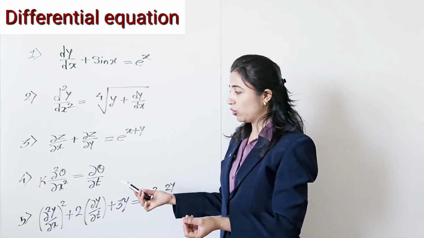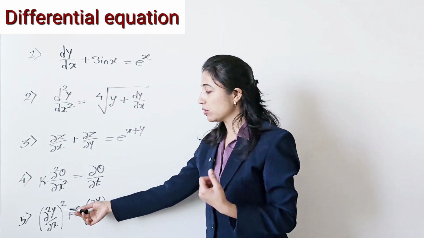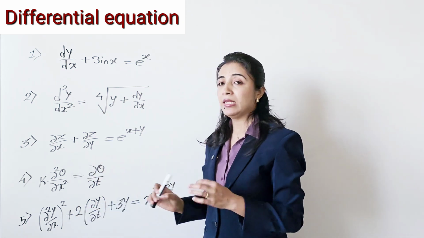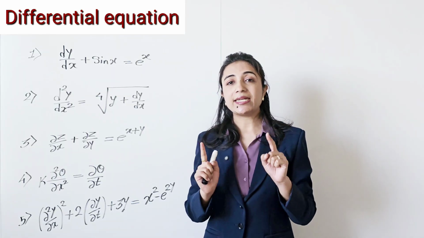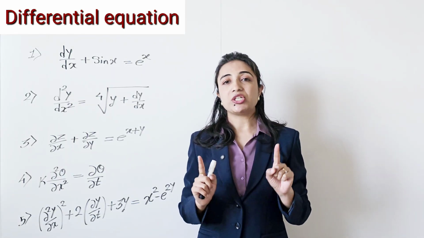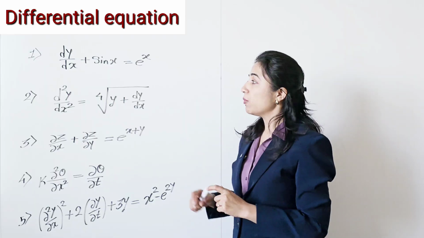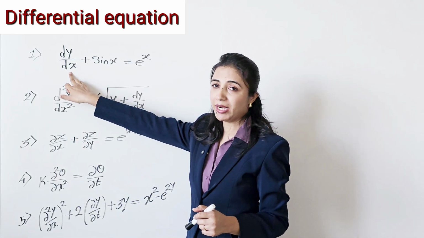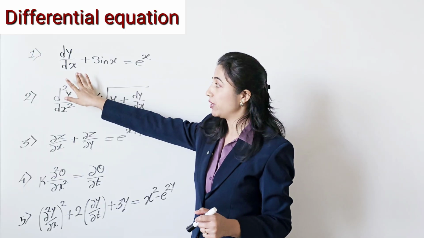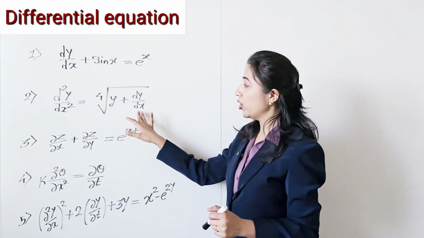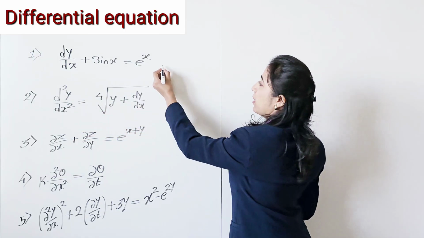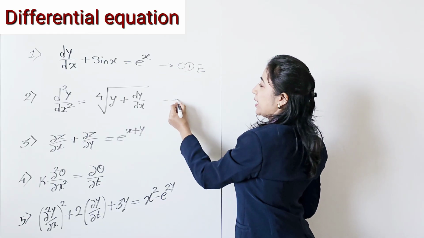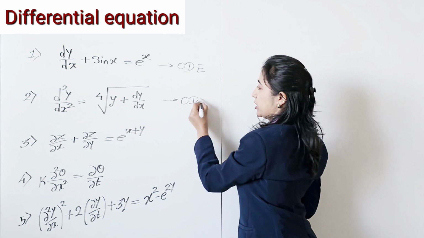Might be it contains a derivative 2 times, 3 times, or there is a power, or it contains the derivative with a different variable. Still, if any equation contains a derivative term, it is called a differential equation. Now if you observe this equation, here I have written dy by dx. This is our ordinary differential equation. This is again an ordinary differential equation. These are examples of ordinary differential equation. This is again an ordinary differential equation.